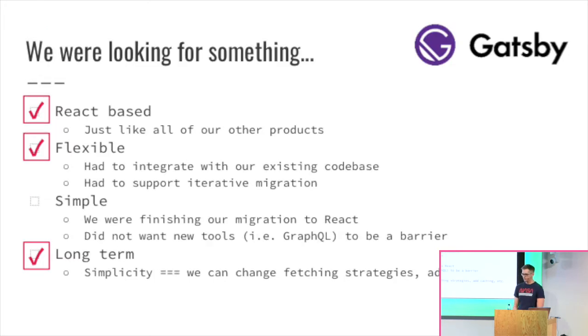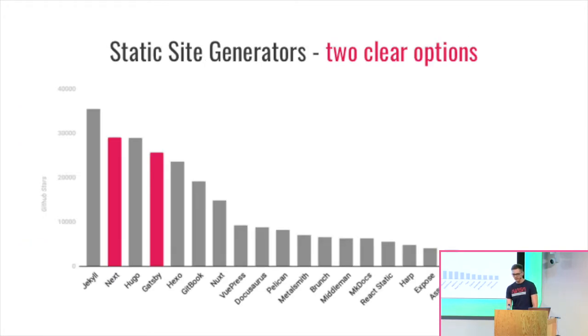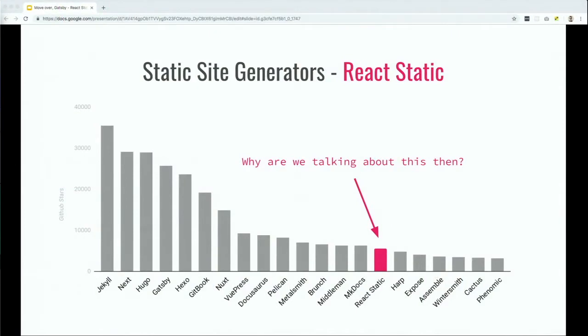So coming back to our scoreboard again, it was definitely React-based. It was definitely flexible, so it would allow us to do basically anything we wanted. And it would definitely scale long-term, considering other people's experience. But we didn't find it simple enough. So at this point, we were kind of at a crossroads. We had two clear options, two well-supported ones. So why are we talking about this one then?